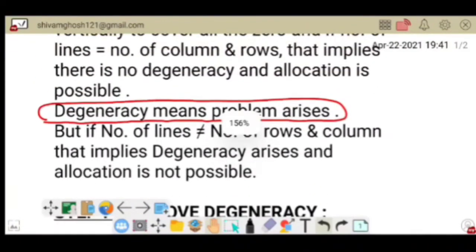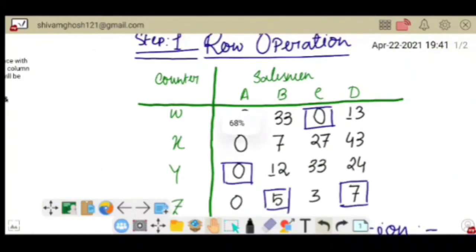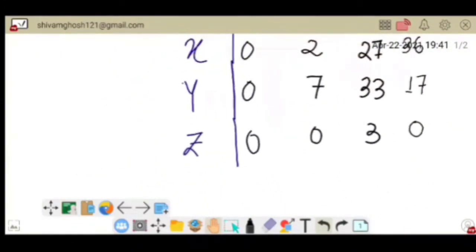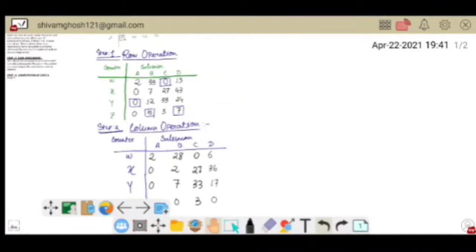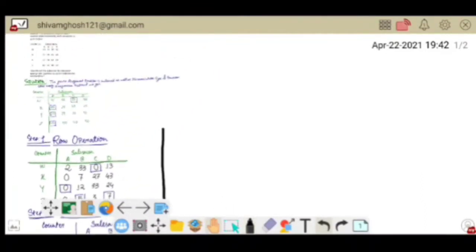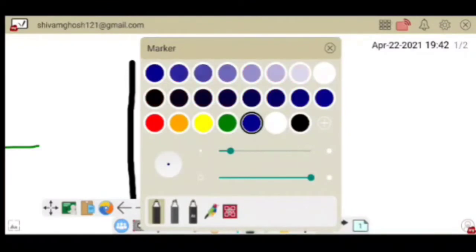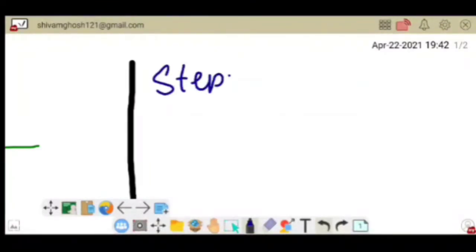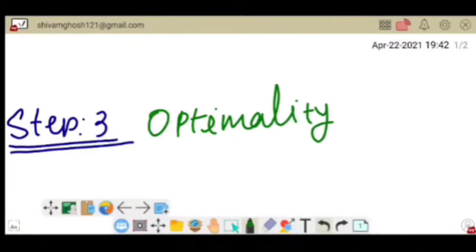So at first we will implement step number 3. Then we will understand what it really means to remove degeneracy, and the naming with degeneracy. In this step 3 we will write it like that: step 1, step 2, and in step 3 this is what is going to happen. Step 3 is optimality testing.